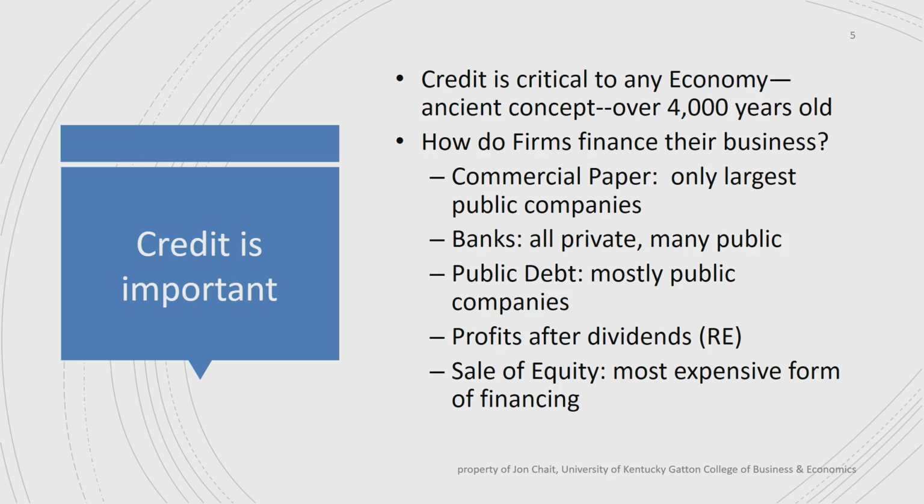The second and the most common form of financing is financing by commercial banks. All private companies finance through commercial banks, at least all private companies that need financing, and many public companies as well. Third category is public debt, and we'll spend quite a bit of our time in this course thinking about public debt, doing the mathematical calculations for public debt, and understanding more about how the public debt markets function.